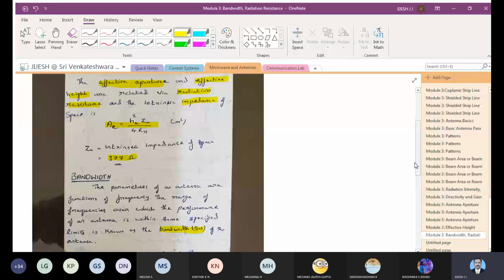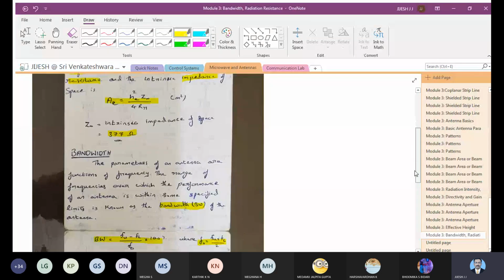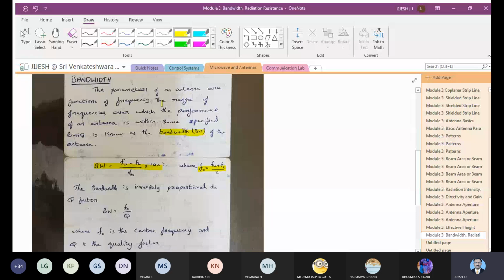So we'll go with bandwidth. You can see that for an antenna as a function of frequency, the range of frequency over which the performance of the antenna is within a specified limit, where the performance of the antenna is good, that portion we are going to take. The frequency range through which the performance of the antenna is good is called the bandwidth. So bandwidth is upper cutoff minus lower cutoff divided by f naught, into 100%.